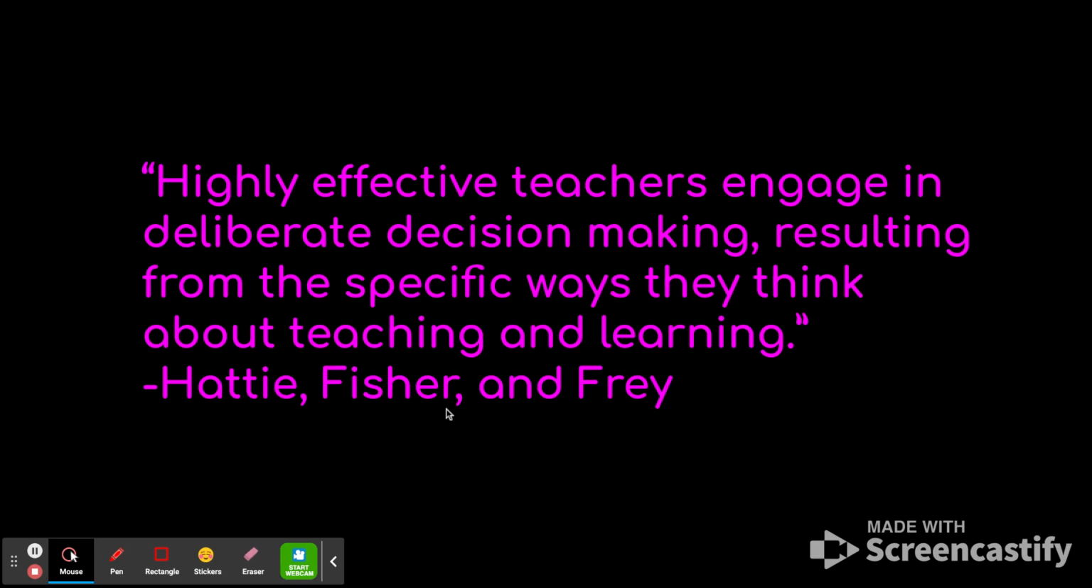And so I want you to think about this quote for just a minute because I think it's a really important one. And if you are not familiar with Dr. John Hattie, he's someone in the education world that is very prevalent. He's done decades and decades of research on what makes teaching and instruction and learning effective. And so this quote says, "Highly effective teachers engage in deliberate decision making resulting from the specific ways they think about teaching and learning." So we really want to think about assessment in terms of deliberate decision making.